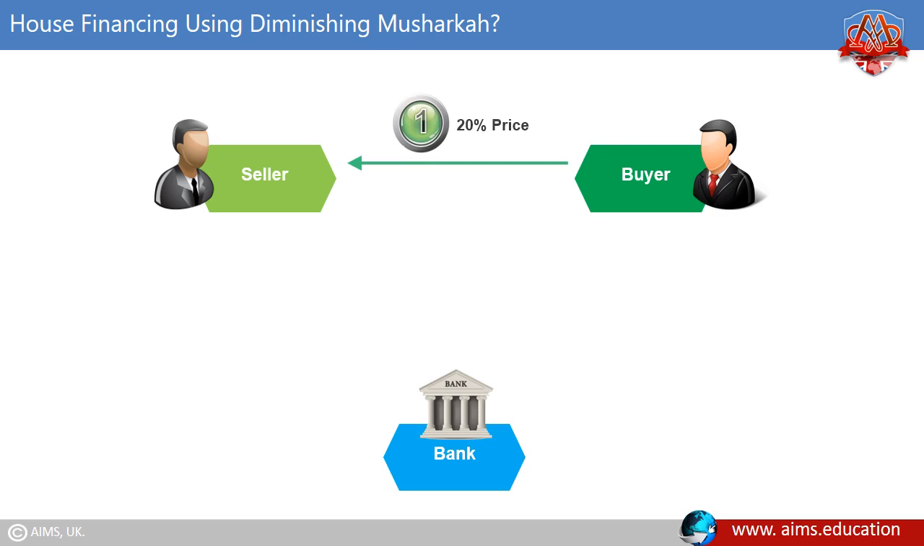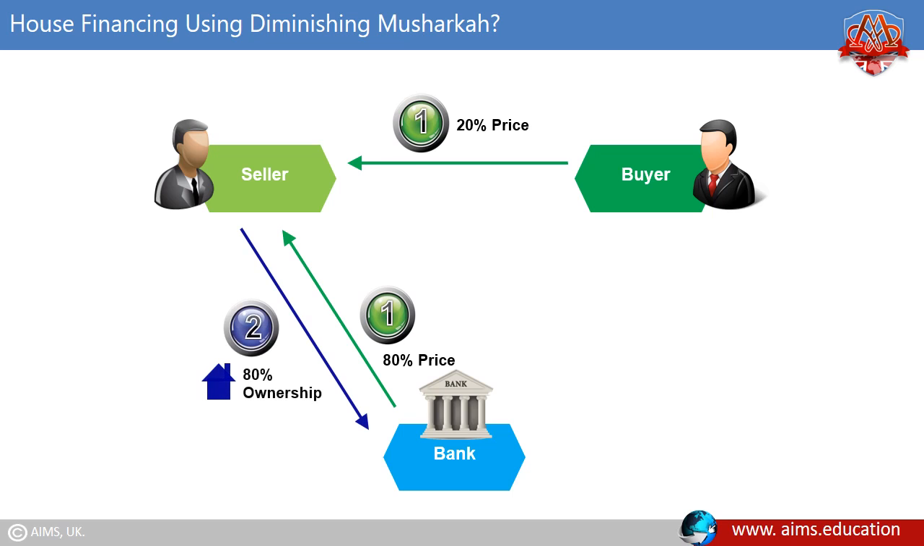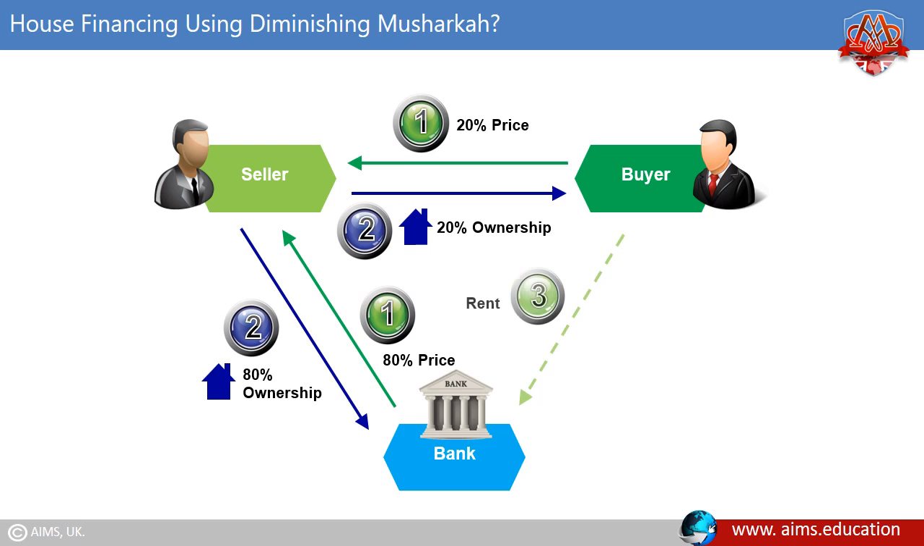20% of the price is paid by the client, and 80% of the price by the bank. The bank owns 80% of the house, while the client owns 20%. After purchasing the property jointly, the client uses the house for his residential requirement, and pays rent to the bank for using its share in the property.